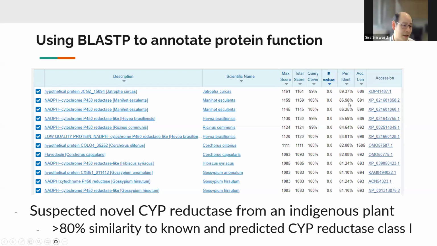But the identity is between 81% and 89%. So the actual species is not studied yet, not in the database, but we can get BLAST results to similar proteins in different species. And in this case, in other species, people have already studied the function and they annotate it as cytochrome P450 reductase. So it's what we suspected, but now we can confirm it with a BLAST result. So this is one example of how we use BLAST for protein.